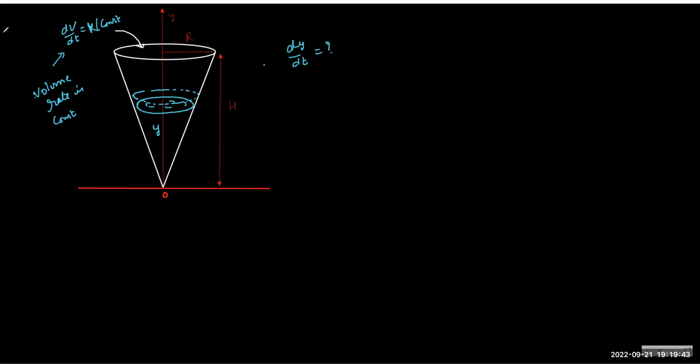So the first step is what? The first step is to find the volume as a function of y. Now, what is the volume of a cone? 1 by 3 pi r square. So the volume of the water is how much? We want only the water volume, right? So we have 1 by 3 pi. We don't know the radius of this part. We need this radius, isn't it?